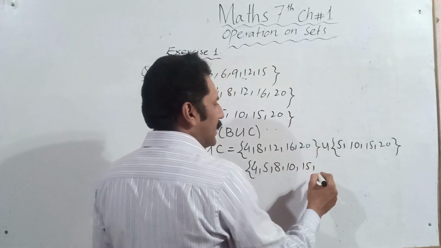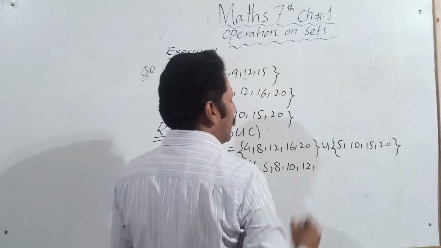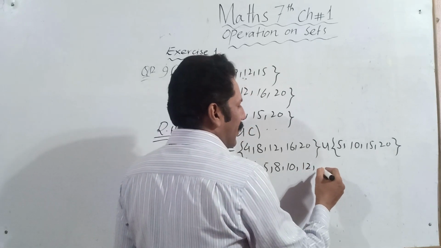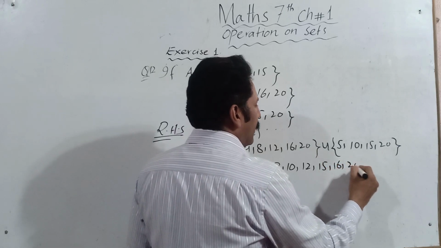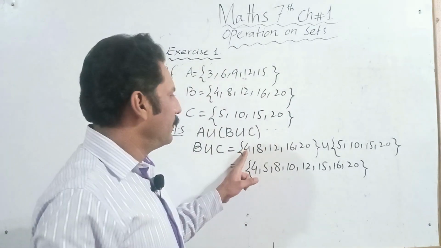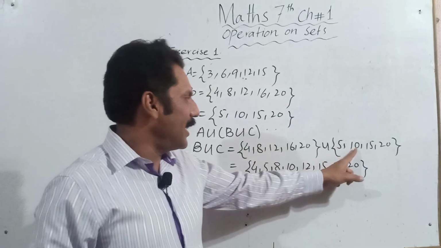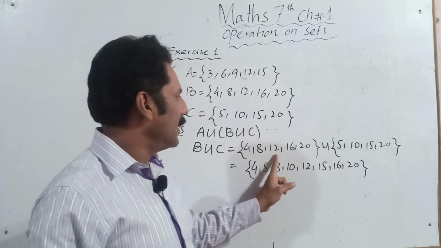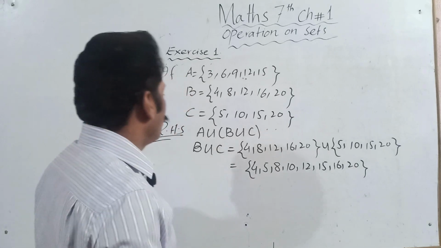After that, 12 we must write. 10, 12, then 15 and 16, and finally 20. Look at this: 4, then 5, then 8, then 10, then 12, then 15, then 16, and then 20. So this is B union C.